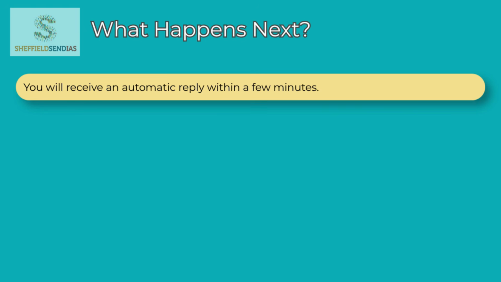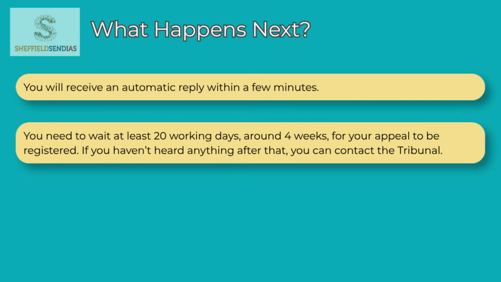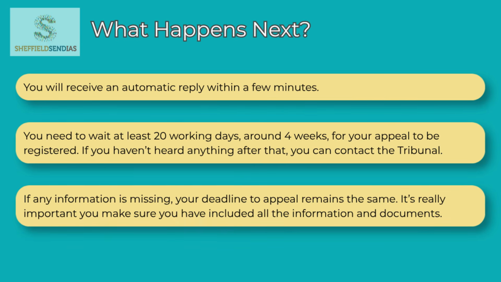Once your appeal has been submitted, you should receive an automatic acknowledgement email confirming receipt. You then need to wait for the appeal to be registered. This should happen within 20 working days, so around 4 weeks. If you've not heard anything after that, you should contact the tribunal. Sometimes the tribunal will contact you if something is missing. However, this does not stop the appeal deadline clock running. Missing documents can potentially push the appeal beyond the deadline, meaning you may then need to explain why your appeal is submitted late.